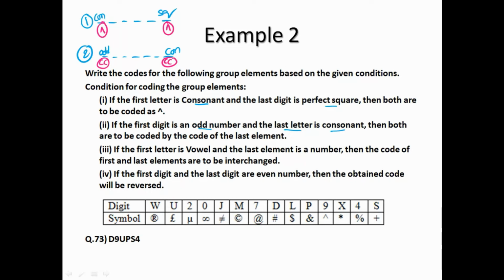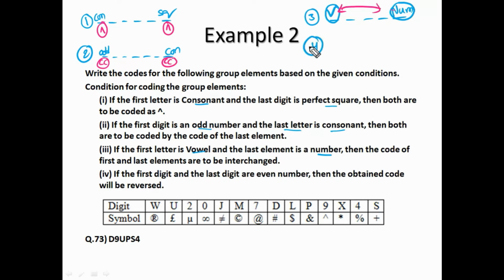Next, third condition. If the first letter is a vowel and the last element is a number. So simply, the first is a vowel and the last is a number or digit. Then the codes of the first and last elements are to be interchanged. If this condition follows, then both their codes are interchanged. We have to write the number code in the first place and the vowel code in the last place.